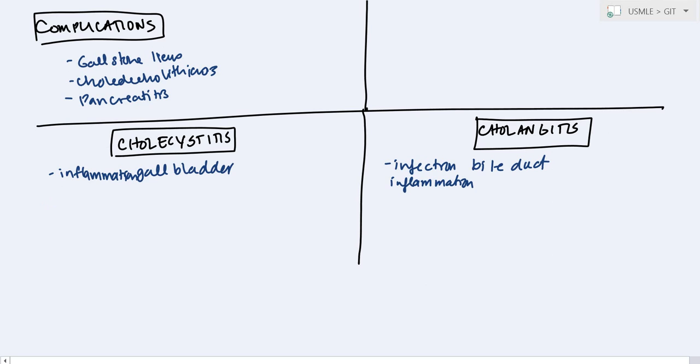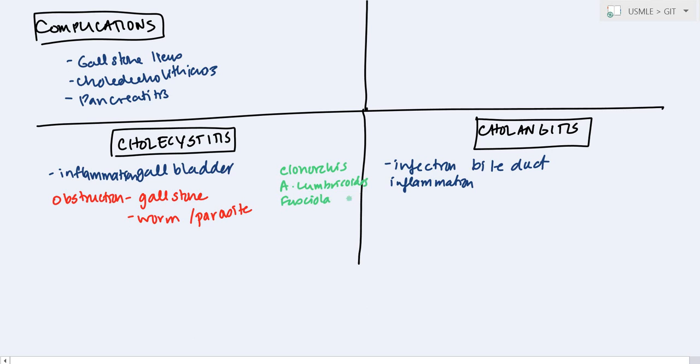Just easily, you just want to think any type of obstruction. And so, of course, the most common obstruction is going to be the gallstone that you would see. But it can also be some type of worm or parasite, such as Clonorchis sinensis. We can actually write this down. The different types of worms and parasites, it can be Clonorchis sinensis, Ascaris lumbricoides, and Fasciola hepatica. And this can cause cholecystitis, and it can also cause cholangitis.